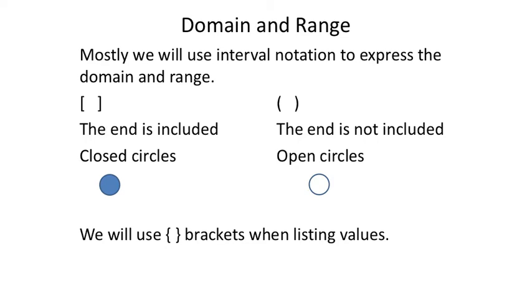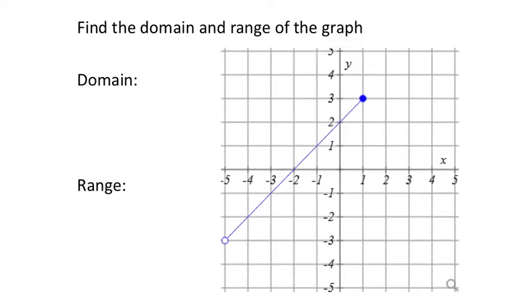For domain and range on graphs, we'll mostly use interval notation to express the domain and range, but we still may use the graphs to do it. On graphs, just in case you don't remember, if we use the square brackets, it means it was a closed circle. If we use regular parentheses, then it was an open circle. If we're just listing a set of values, then we'll use these fancy brackets, which we may use for set notation as well. So right here, find the domain and range.